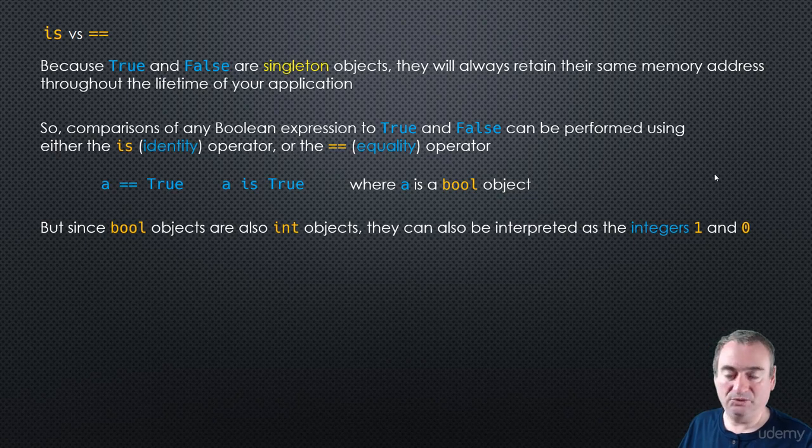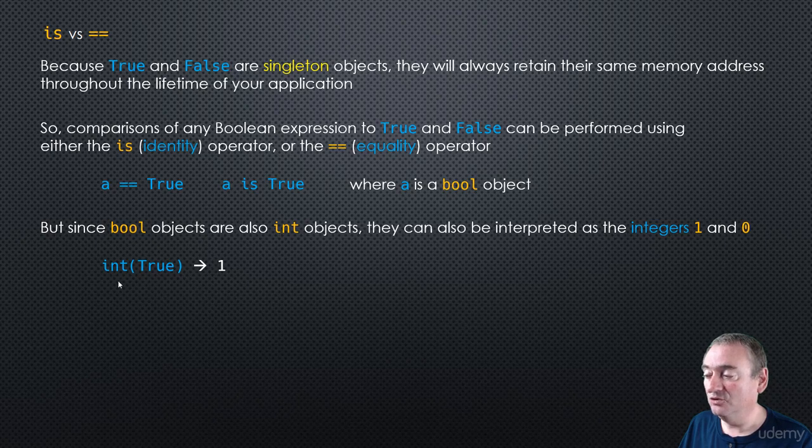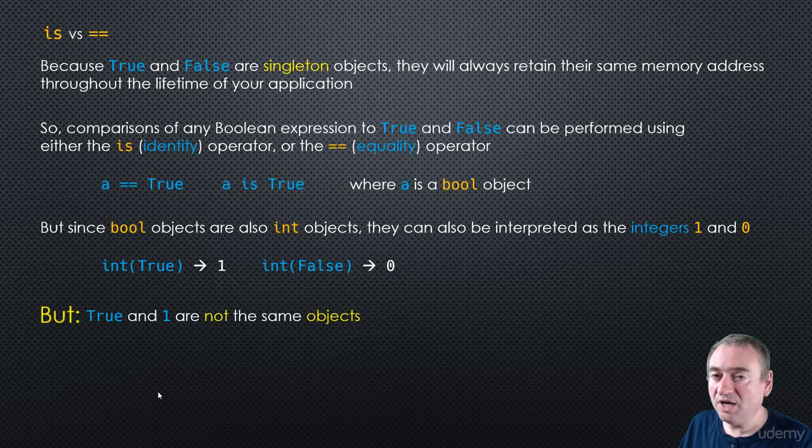Now, Boolean objects are also integer objects, since they just inherit from ints, so they can also just be interpreted as the integers 1 and 0. If we look at int(True), so we can actually cast True to an int, right? We can call the constructor of int and essentially cast True to an int. Well, we get a 1 back, which is what we expect, since True's internal value is an int of 1. And the same thing with False. If we cast False to an int, then we get 0. But, and this is really important to understand, True and 1 are not the same objects, right? They have the same value, but they are not the same objects.